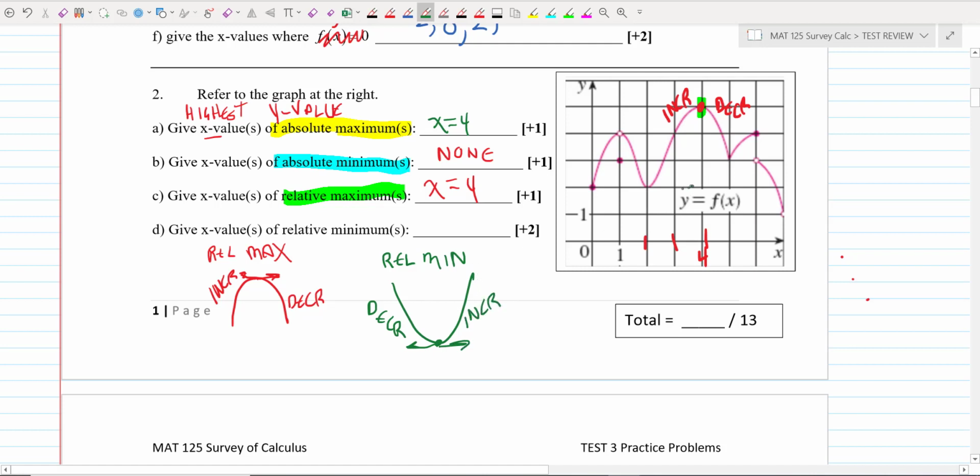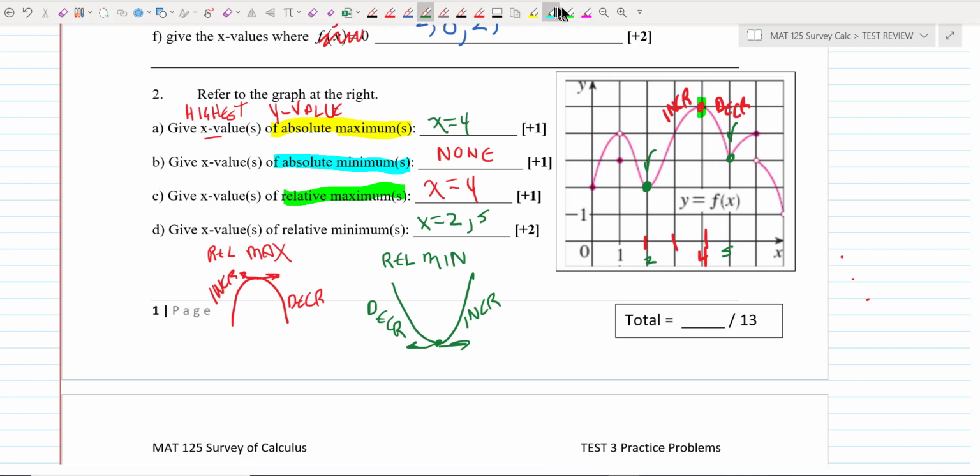So I see this happening two places. I see this happening here, and I see it happening there. So these two things that I'm checking off, which would be at 2 and 5, would be your relative minimums. That's the only places on the graph where I see the graph changing from decreasing to increasing. It's okay that that's a sharp point. That doesn't make any difference. It's still a min.